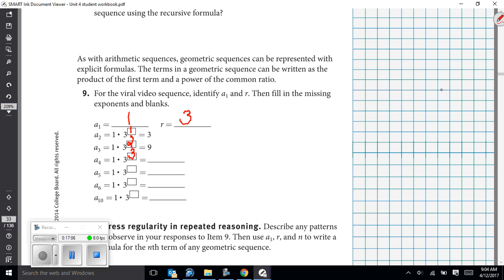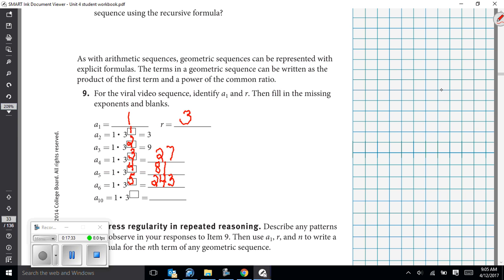So then 1 times 3 cubed, if we're following the pattern, is how much? 27. And then our next stage 5 would be 1 times 3 to the 4, which is 81. And stage 6 would be 1 times 3 to the 5th, which is 243.